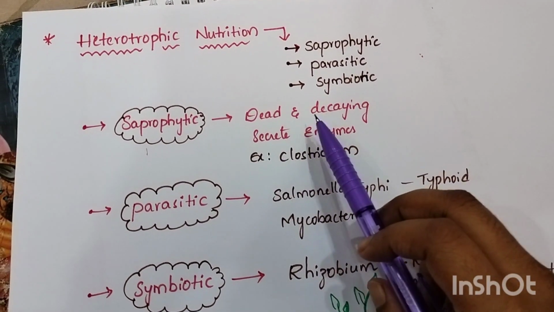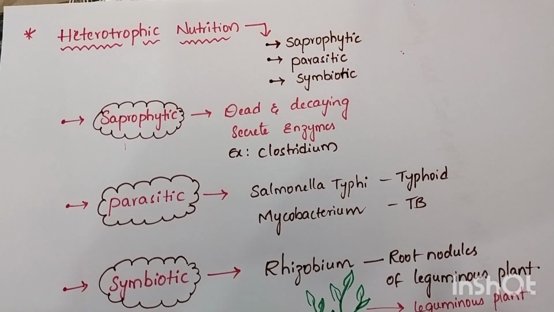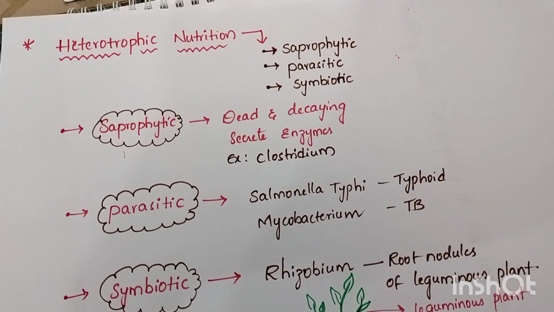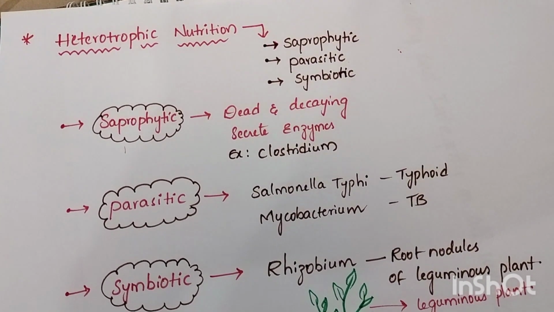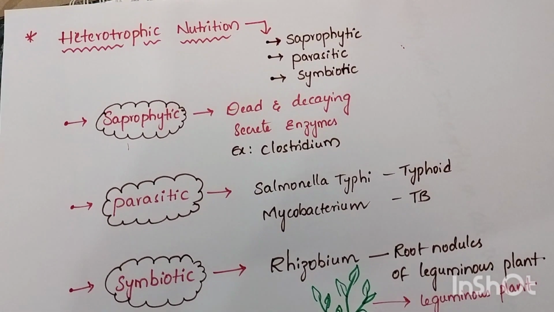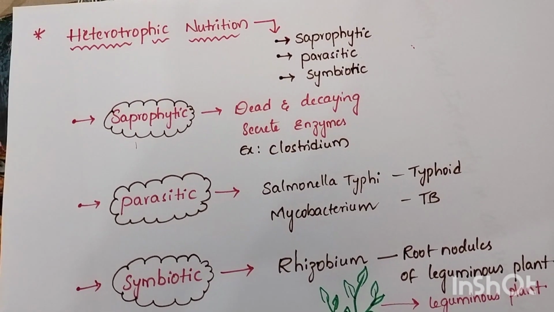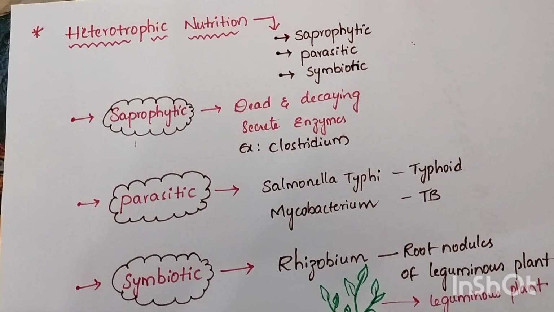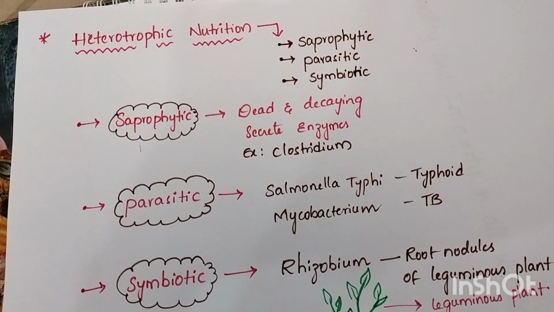So coming to the saprophytic nutrition, what is saprophytic? Saprophytic means the bacteria depend upon dead and decaying organic matter. If they feed on dead and decaying organic matter and obtain their food, then that type of bacteria are called saprophytes, and the type of nutrition is called saprophytic nutrition. So if any animal dies, then it will slowly get decomposed, right? The reason for this decomposition is actually the saprophytic bacteria.